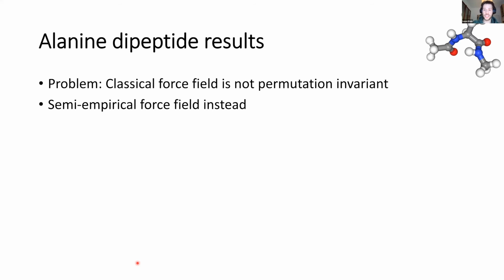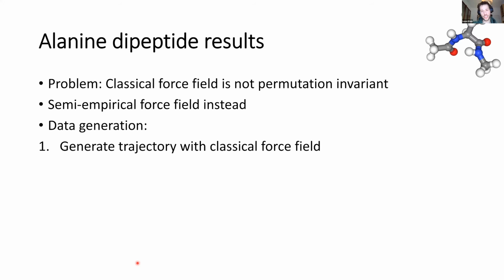So what we do instead is use a semi-empirical force field where the permutation of interchangeable particles doesn't matter. And this also goes a little bit in the direction that we don't actually need samples from our target distribution to train the Boltzmann generator, because we do the data generation a little differently than simply running a long MD trajectory with respect to the semi-empirical force field. So what we do, we use the classical trajectories, which are often available for a lot of molecules. So we take a trajectory generated with the classical force field.